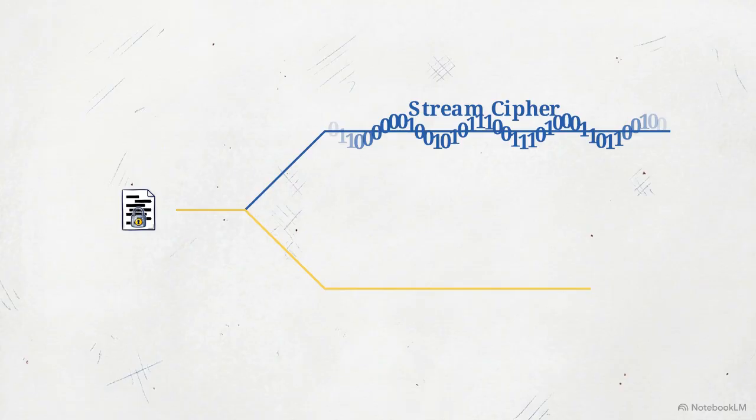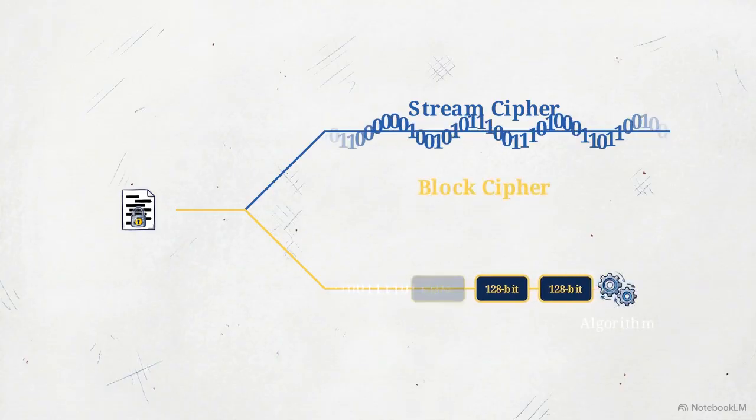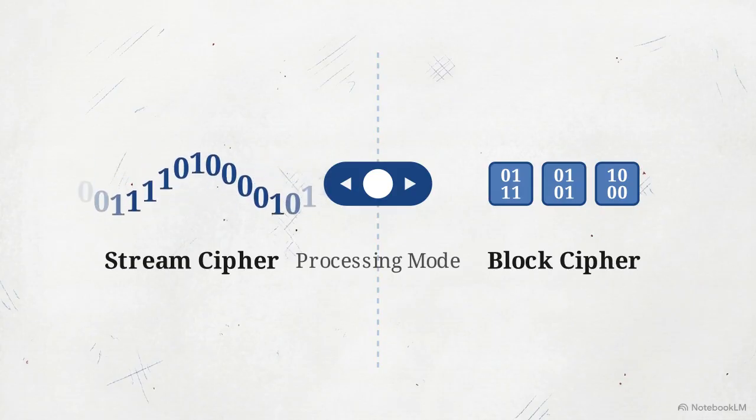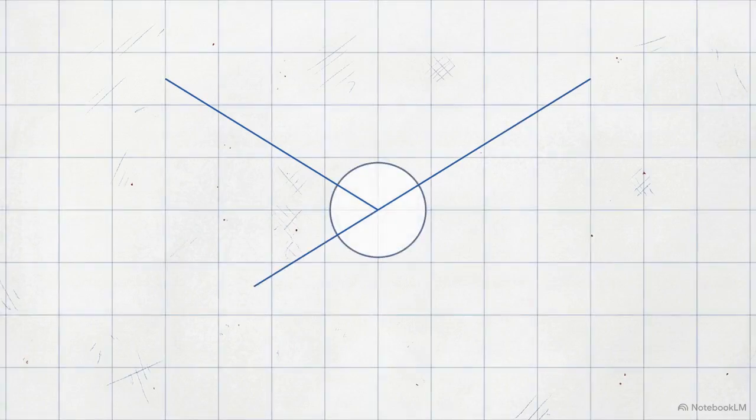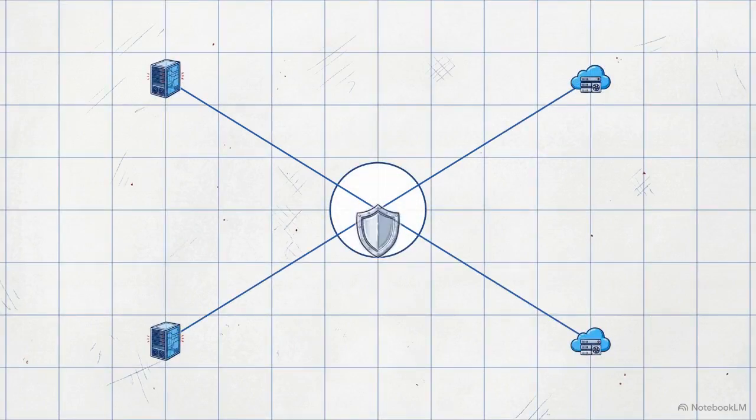On the top path, a stream cipher encrypts data continuously, processing it one bit or byte at a time. On the bottom path, a block cipher processes information by snapping it into fixed-size 128-bit rectangular chunks before applying the mathematical algorithm. Determining whether your system should process a continuous flow of bits or manage rigid blocks is the first decision you will make when engineering a secure communication protocol.